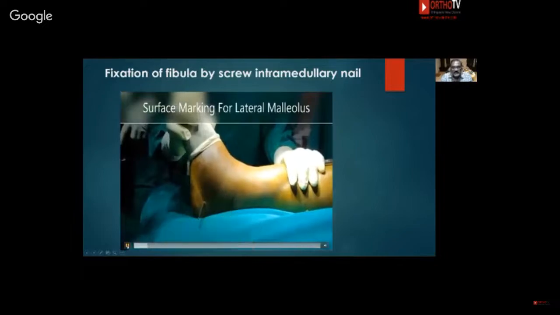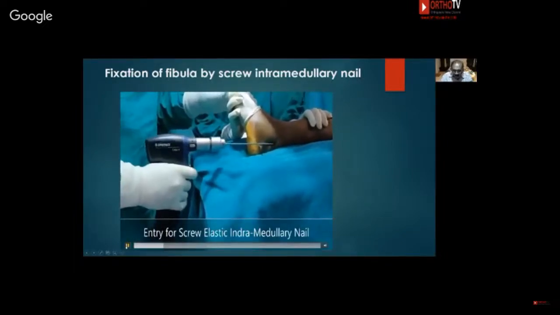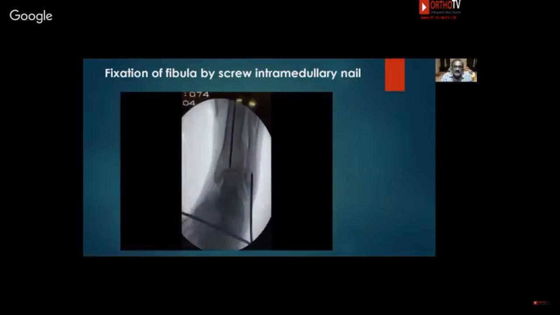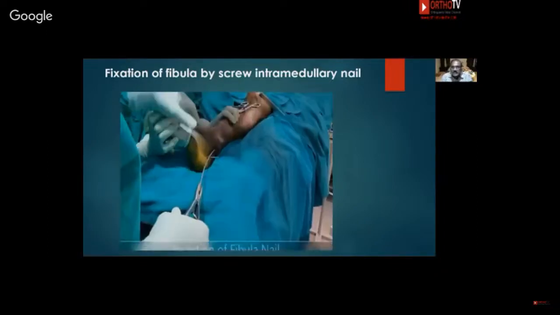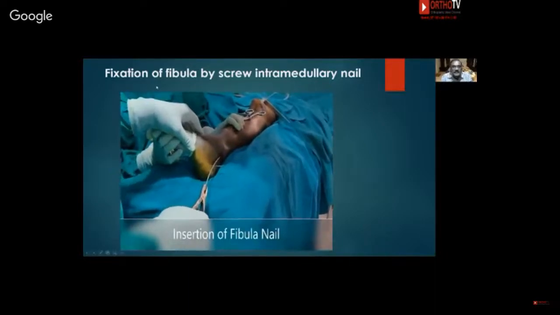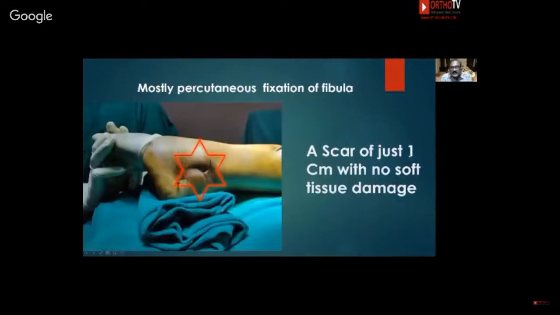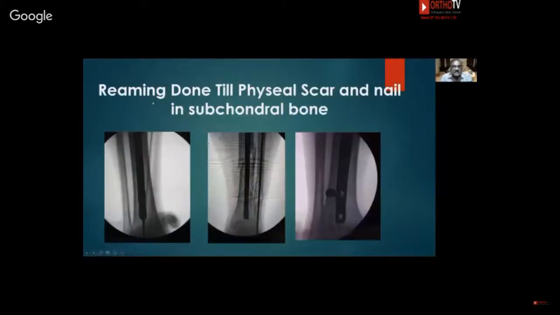So this is how it is. So I do it mostly. I don't deny that this fibula fixation by plate is a most convenient and most accepted method, but mostly I do it by percutaneous fixation and a scar of just 1 centimeter, no soft tissue damage, because it avoids already damaged tissue. Reaming is done till the physeal scar.